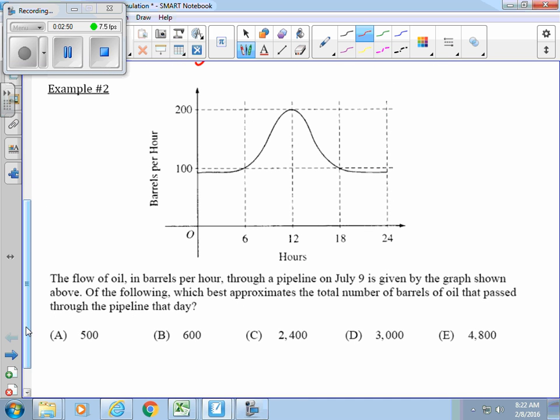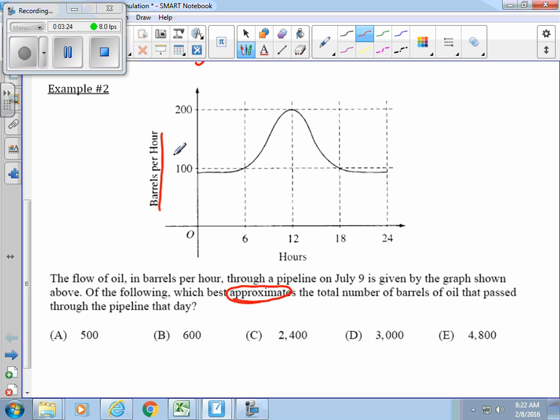The flow of oil in barrels per hour through a pipeline on July 9th is given by the graph shown above. Of the following, which best approximates the total barrels of oil that passed through the pipeline that day? Again, pay close attention to units. Barrels per hour means we have a rate of change or a derivative. So if we want to go backwards, we need an integral. We don't have a function.